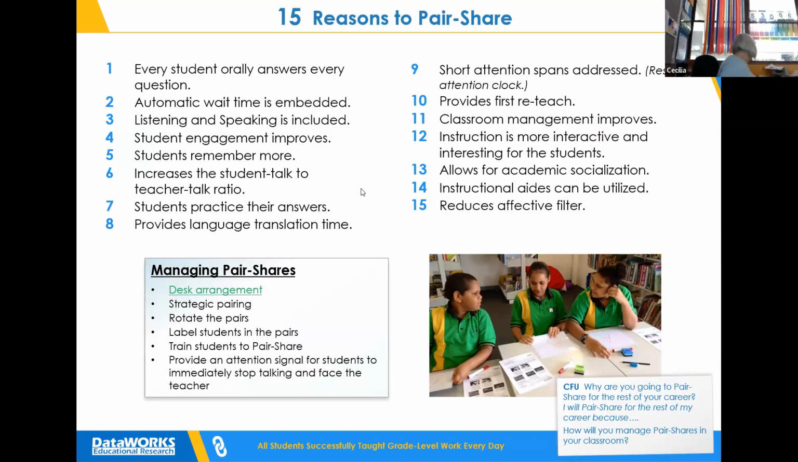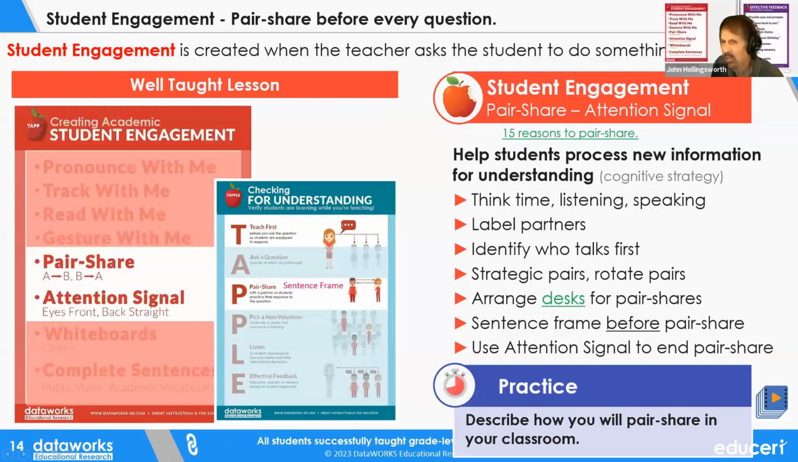So we've done pair shares a lot, but I hope within the last few minutes you've learned something kind of new about the rotating the partners, arranging the desk, sentence frame before the pair share, and of course the attention signal to end the pair share. And I don't know if you heard some of those tapes, eyes front, back straight. So let's try that one today. Students, eyes front. You're going to respond back straight. Let's try one more time. Class, eyes front. Back straight.